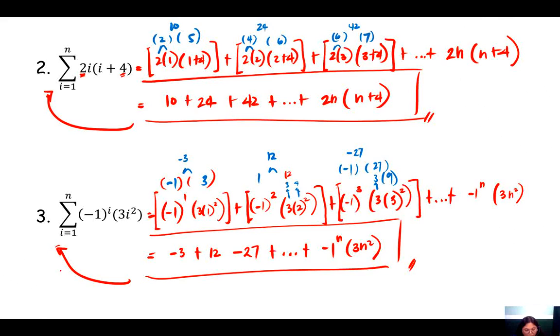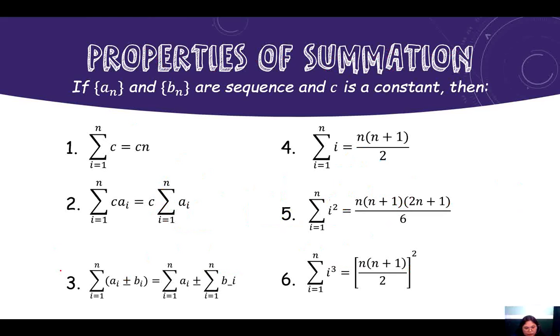Also, you have to consider which variable you will substitute. If they use the variable i, then substitute for i. If they use the variable k, then substitute for k. Now, let's proceed to the properties of summation.